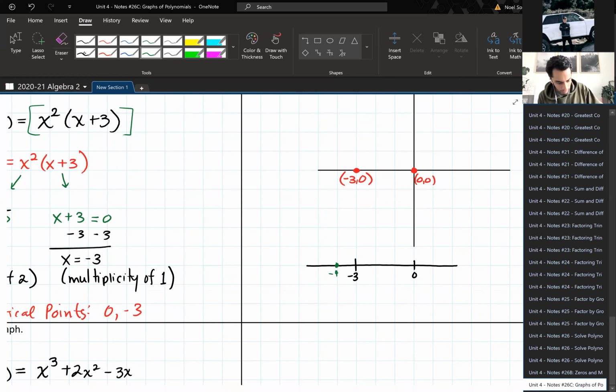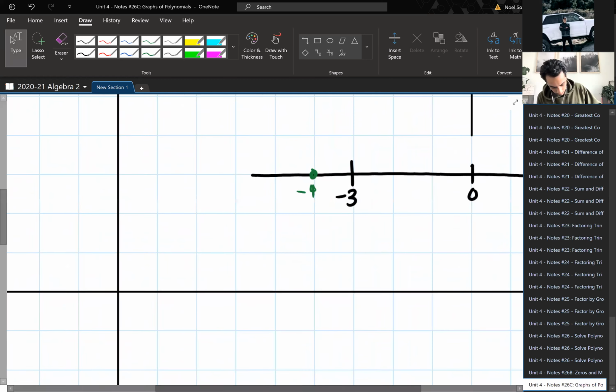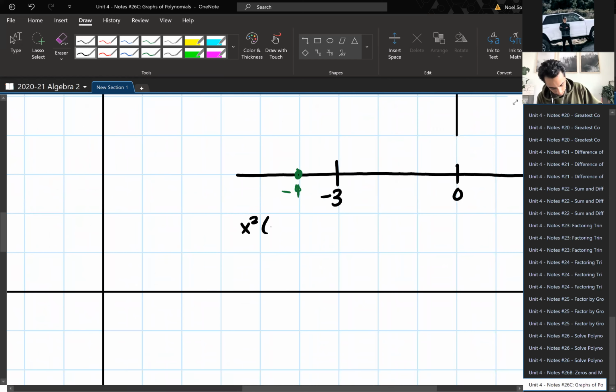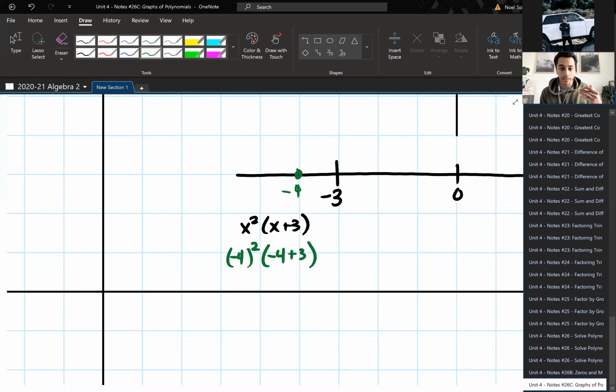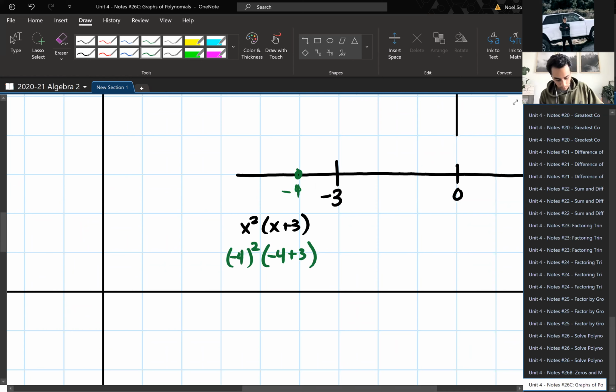So let's think about what would happen. My test point is going to get plugged into this. That's (-4) squared times (-4 plus 3). I don't care what the number will be. I just care, is the number going to be positive or negative? Well, -4 squared, a negative squared becomes a positive. -4 plus 3, that's a negative number. So what I end up with here is a product of a positive times a negative. So what does that tell me? That the value is going to end up being negative.